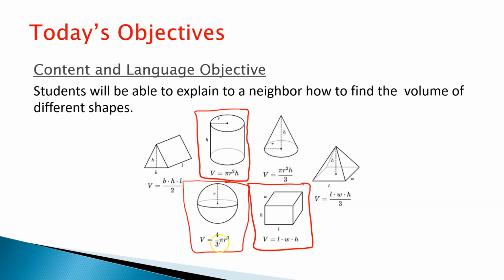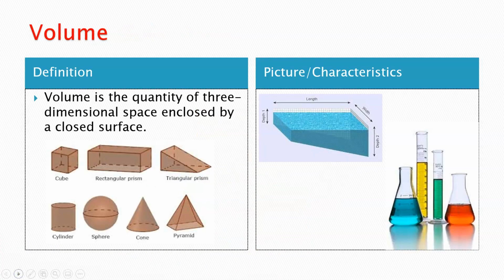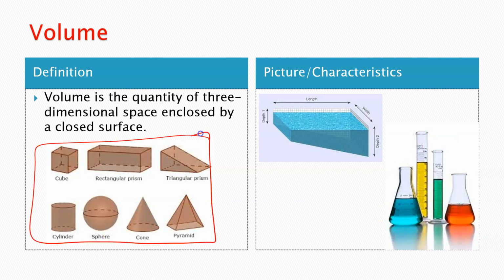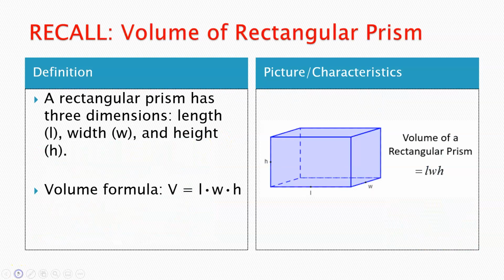So volume is equal to 4 over 3 pi r to the third power. Careful with that, cubed, r cubed. So one more time, what is volume? Volume is the quantity of a three-dimensional space enclosed by a closed figure. Basically, it's the space inside. So if you take a look at these little beakers over here on the right, it's how much liquid they can hold. What's the space inside of any one of these shapes? That's what we consider volume. That's what we want to make sure we talk about today.